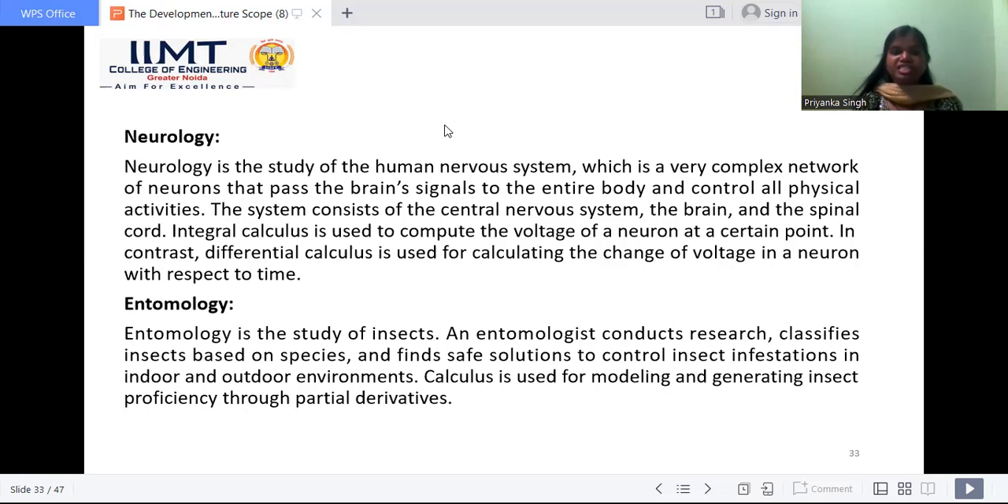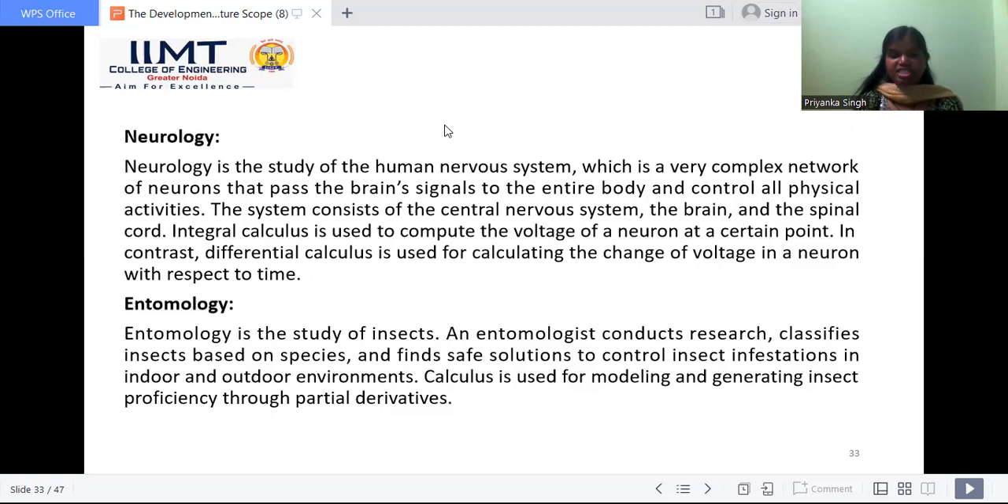Neurology. Neurology is the study of the human nervous system, which is a very complex network of neurons that pass the brain's signals to the entire body and control all physical activities. The system consists of the central nervous system, the brain, and the spinal cord. Integral calculus is used to compute the voltage of a neuron at a certain point. In contrast, differential calculus is used for calculating the change of voltage in a neuron with respect to time.